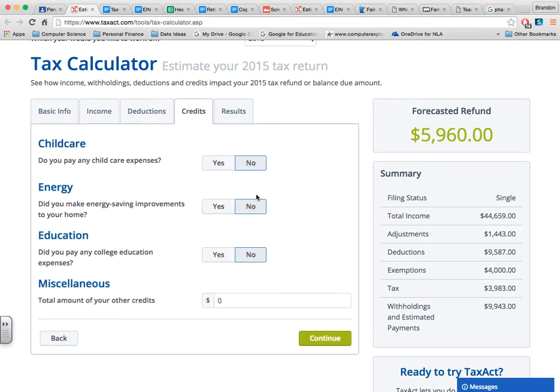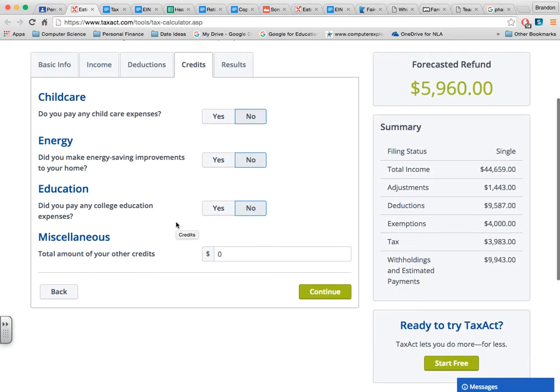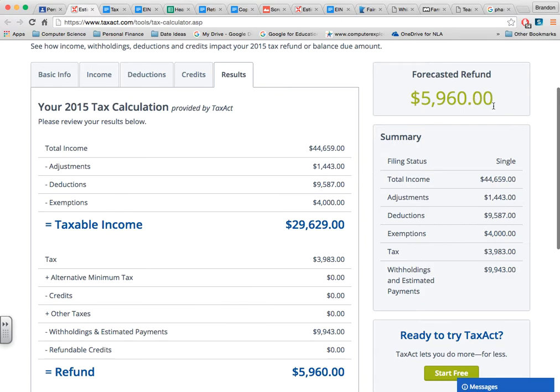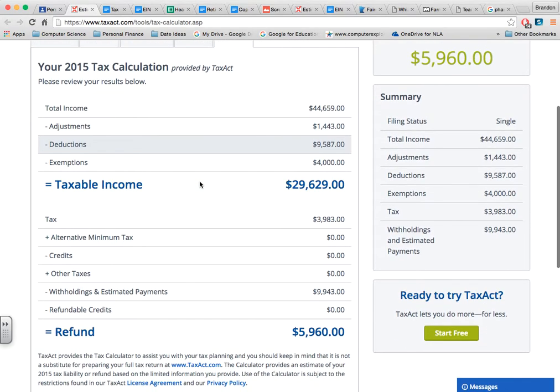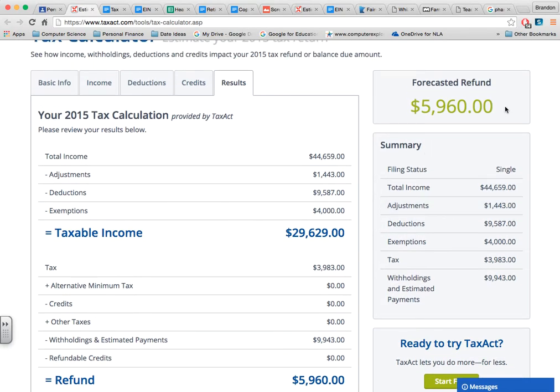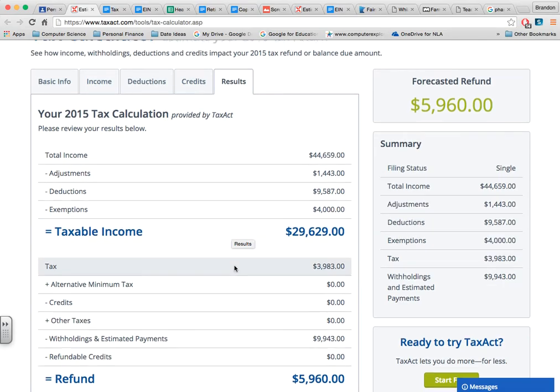All right. Then we go to next. We didn't have any child care. We didn't have any energy improvements. We're out of college, so we had no expenses and no miscellaneous. So we're ready for our results. What we can see here is we actually get a refund of $5,960. So when you're doing this, if you have a refund in your check register, you can add this amount as a deposit. If it's in the red and you owe, you need to write a check for the amount that you owe and also deduct that amount from your check register.